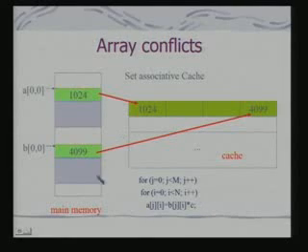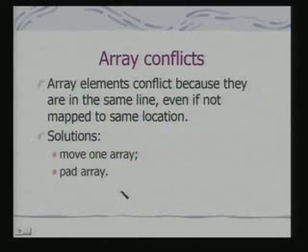So what is required? The solution could be to reorganize the arrays, reorganize the data structures. One possibility is to change the address of B00, try to move around B00. But that may not always be possible because of other arrays and other constraints. So the other option is what you call padding. You pad an array, that means you add additional elements to an array. So the solution to this kind of conflict is to move one array or pad an array. Let's see what we really mean by padding an array.